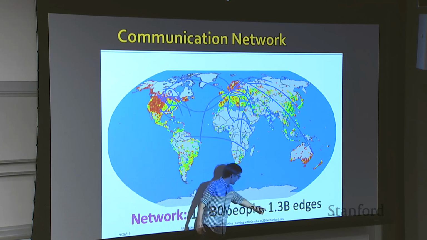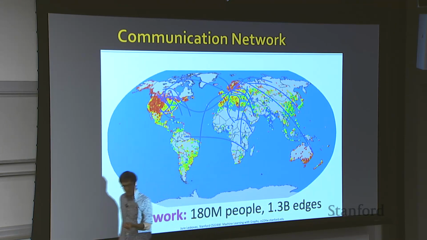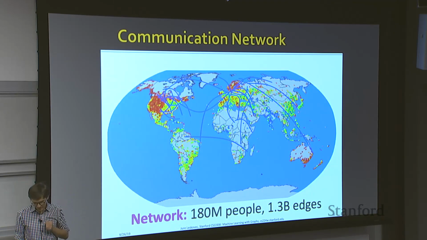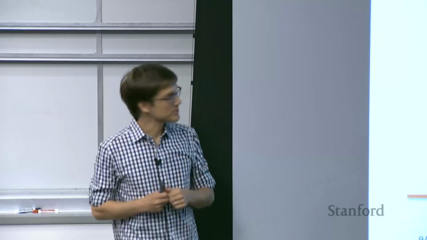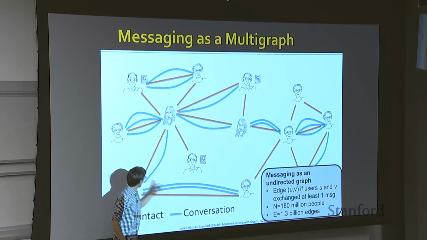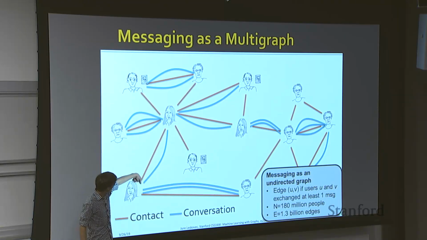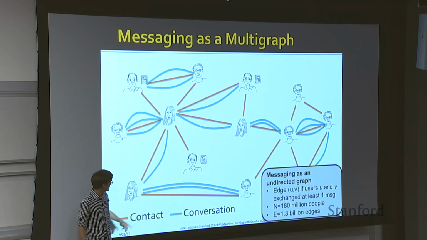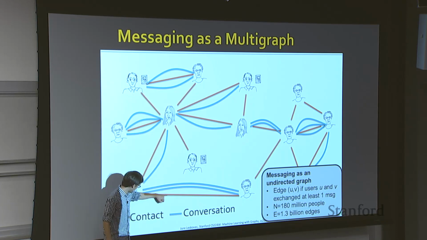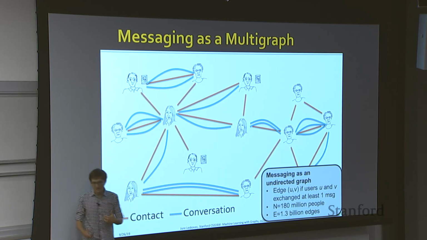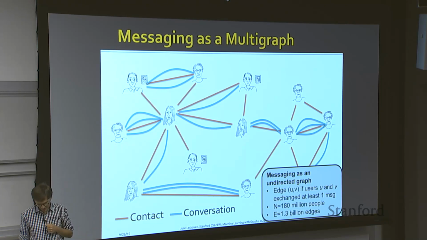At the end, we'll have 1.3 billion edges, but let me show you how we decided to create a network. The way you can think of this is essentially as a multi-graph with 2 types of edges. You know who is on a contact list with whom, and then you also know who exchanges messages. So this would mean that these two ladies are in contact and they exchanged, let's say, 2 conversations during 1 month.